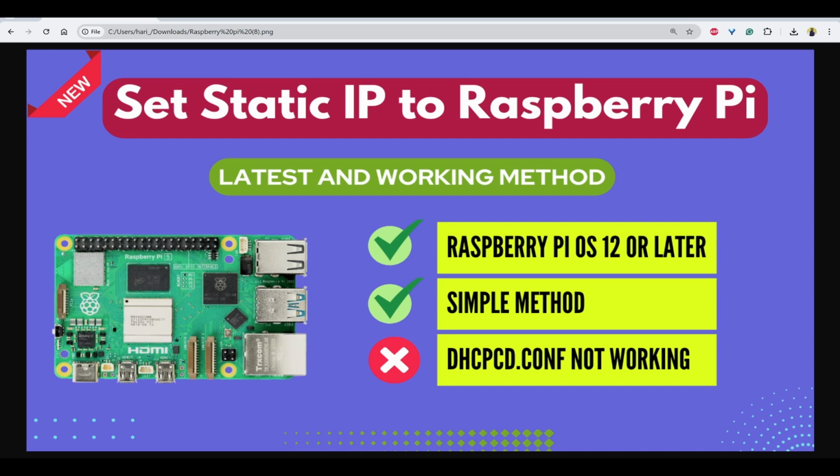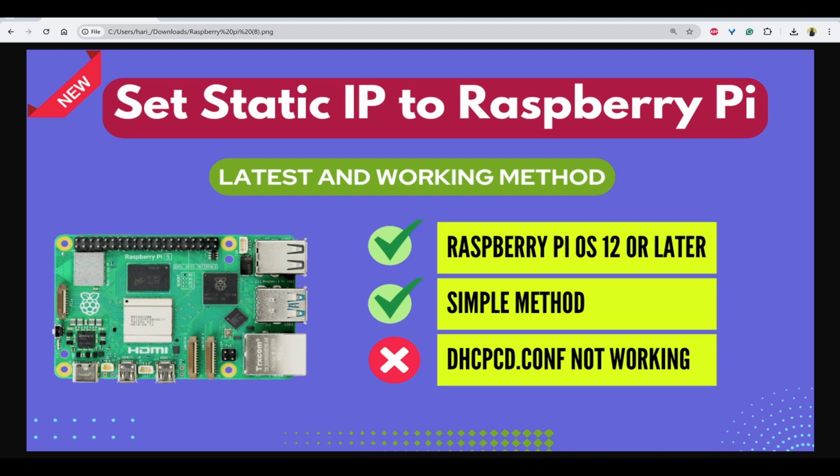In this tutorial, we'll show you how to set a static IP address for your Raspberry Pi, making your life a whole lot easier. This guide is specifically tailored for those using Raspberry Pi OS 12 or later, as the traditional methods such as using dhcpcd.conf just don't work anymore.